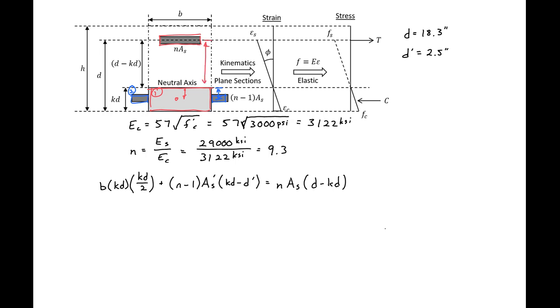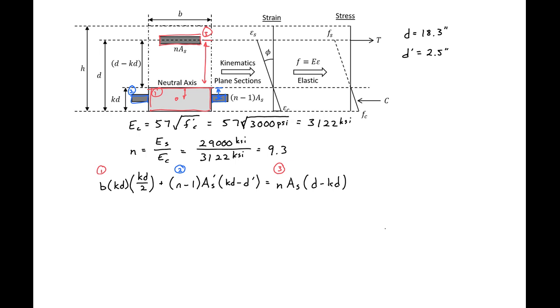So I did this for us. b times kd is 1. n minus 1 times A_s prime times kd minus d prime is 2. And then n times A_s times d minus kd is 3. So we can plug in all of our values now.